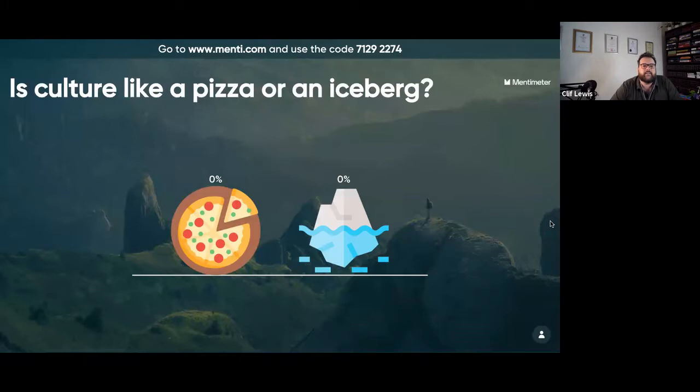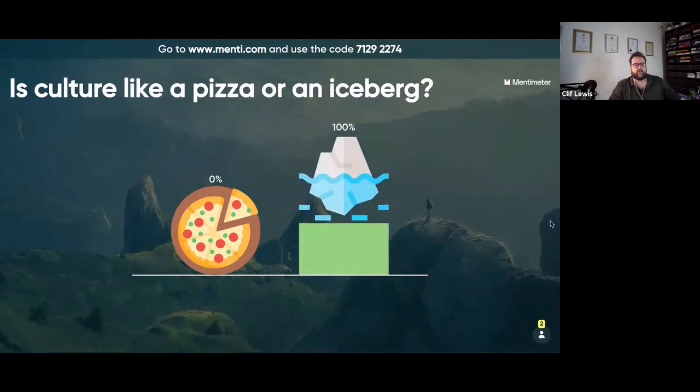And then I'm going to ask you, on that separate tab, please tell me if you think organizational culture is like a pizza with different slices, or if it's an iceberg. Which of these 2 metaphors do you think we can use to look at organizational culture?